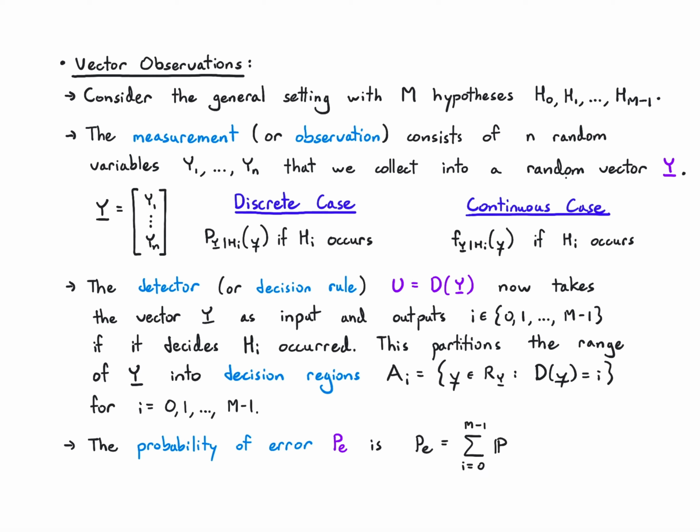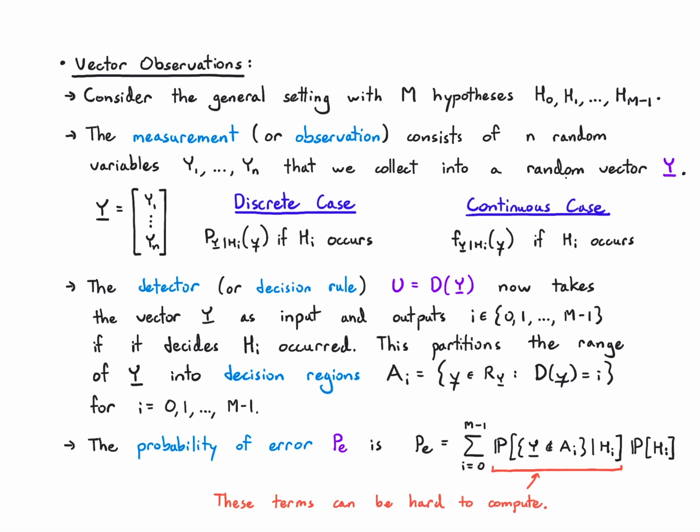So basically, I'm going to make a mistake if my vector does not belong to my decision region, even though this hypothesis occurred. So if Hi occurs, but I fall outside of Ai, that's a mistake. The only problem is this can become very difficult to compute. When I get into some higher dimensional spaces, even something as simple as a Gaussian with different means, these can become quite difficult to compute. And you usually have to turn to some approximations or bounds or other tricks to even start to get a handle on them. But that's kind of beyond our scope.